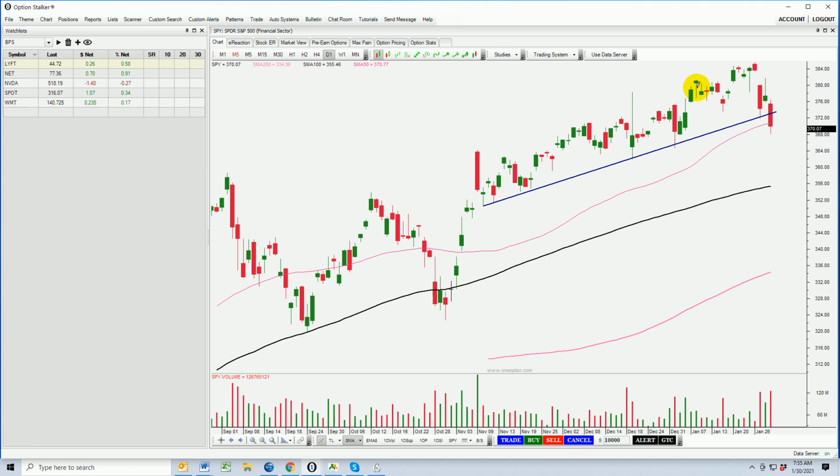I know I get a lot of questions. Well, how do you know? How do you draw it? If I draw it here, I get this. If I draw it there, I get that. I just try and connect as many dots as I can.